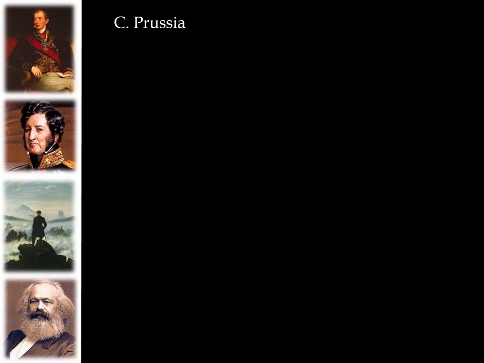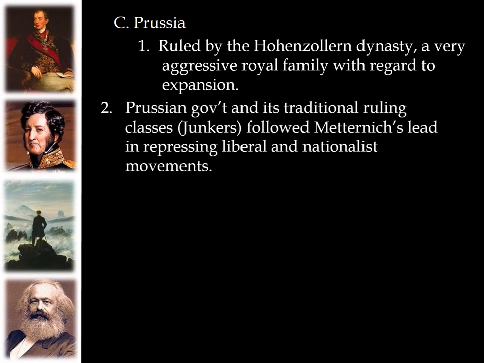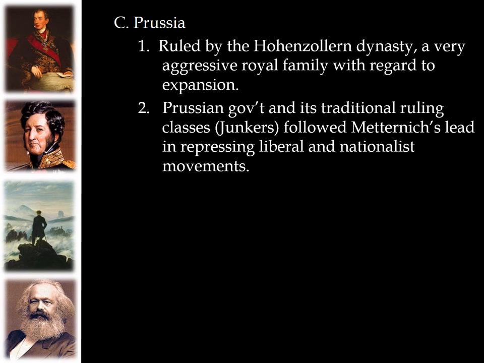Prussia, as part of this German Confederation, also needs to be looked at. As we know, Prussia was ruled by the Hohenzollern dynasty, a very aggressive royal family with regard to expansion and the use of military force. The Prussian government and its traditional ruling classes, the Junkers that we talked about before, followed Metternich's lead in repressing liberal and nationalist movements throughout Prussia.